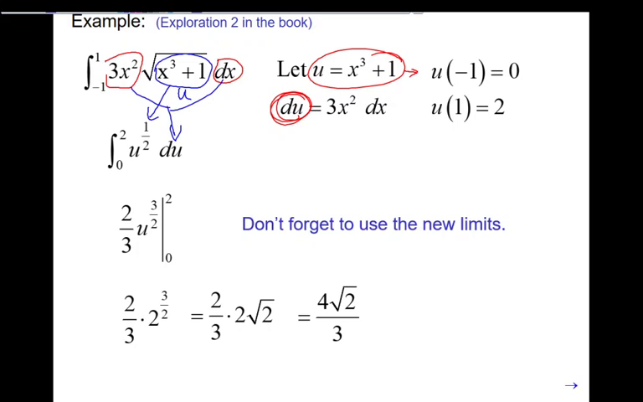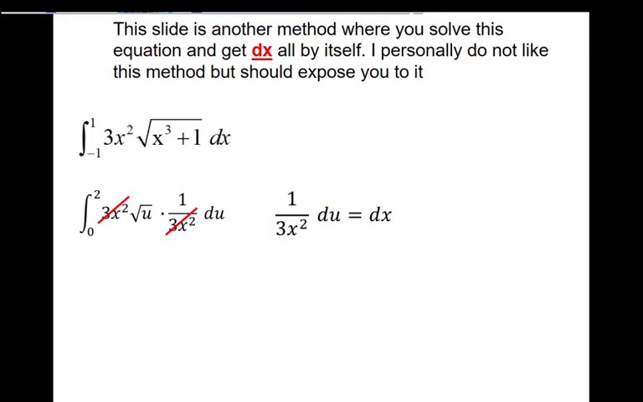Okay? Now again, I'm going to do this same example, but I'm going to do it with the other method. So those of you guys that want to do it with dx, getting it all by itself, it would look like this. Basically the same thing. u is x cubed, du is 3x squared dx. You get dx by itself. When you substitute, you're going to get this: 3x squared, square root of u, plus 1 over 3x squared du.